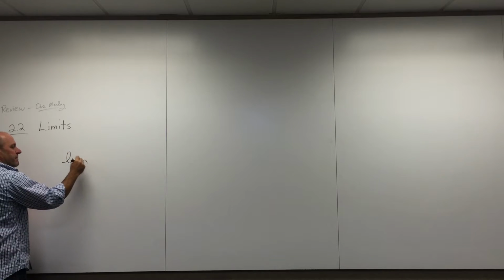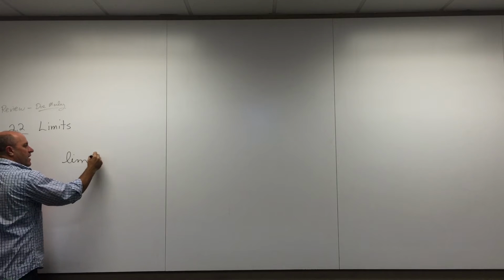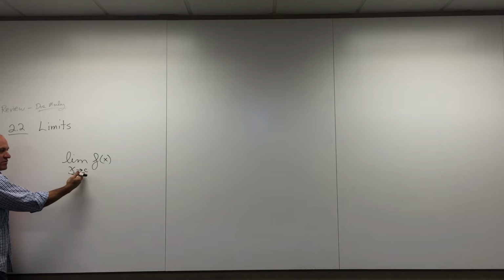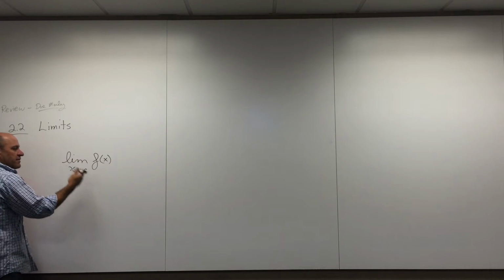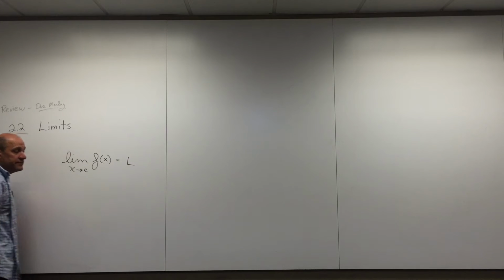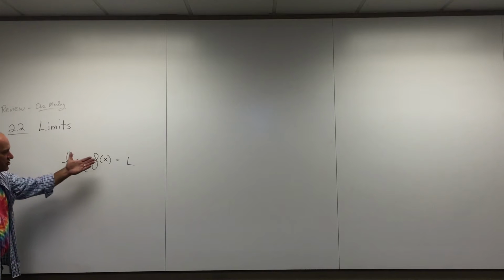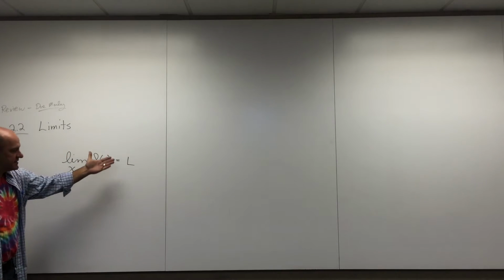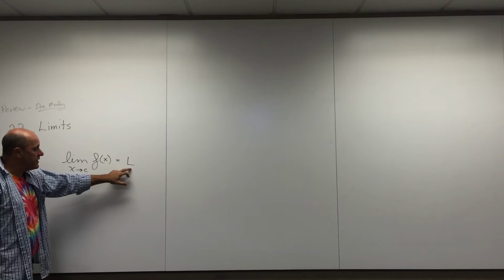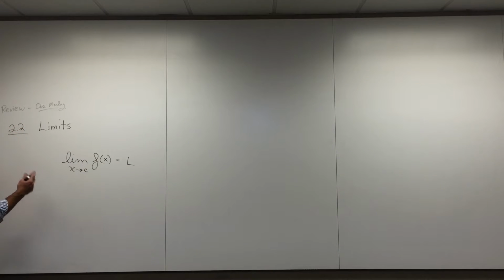The limit, we write like this: the limit of a function as x approaches c, some number c. This is kind of abstract for a second. The limit of a function as x approaches c has some answer called L, and we read it like that: the limit of the function as x approaches c is L. What I want to say is that L is a y value. Here's what this means.